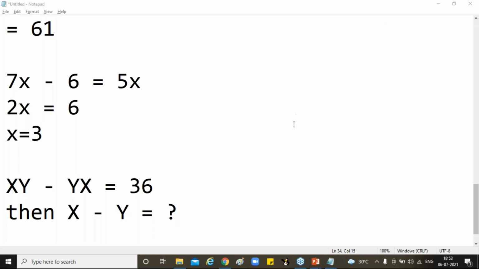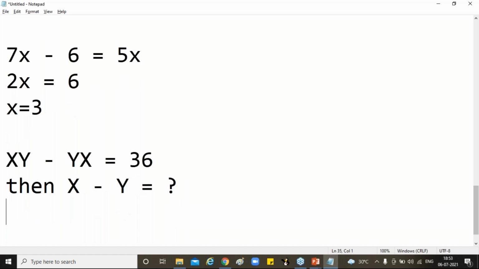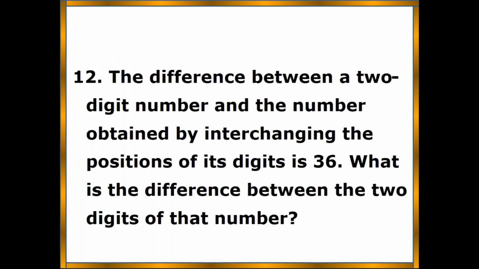Please understand, one of the most important concepts here I want to explain. Within 5 seconds, without using a pen, you may get the answer clearly. Please concentrate all of you. xy minus yx is 36. So the number is anything. Don't think that x is 1 or 2 or 3. X is anything from 1 to 9, and y is anything from 0 to 9.